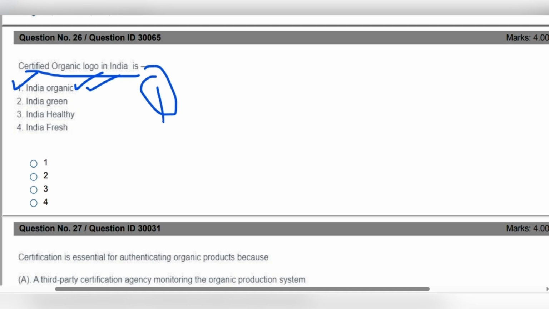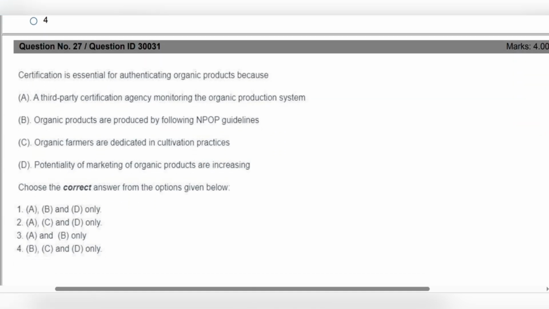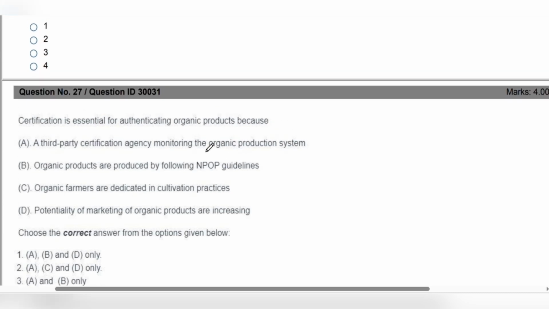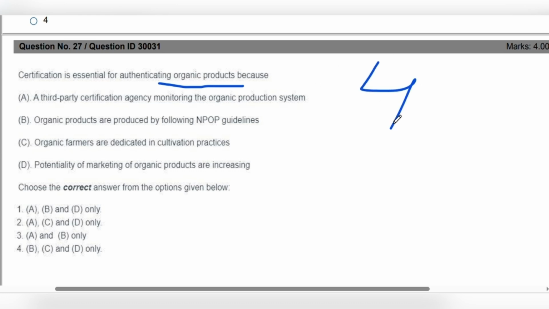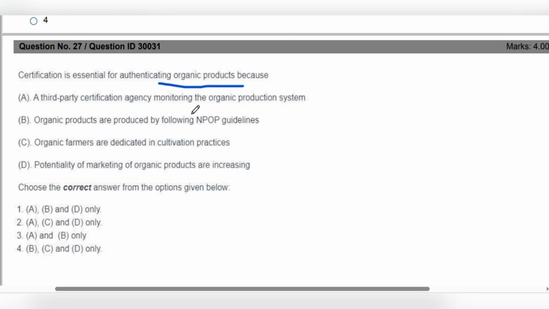All right. Moving on. Question number 27. Certification is essential for authenticating organic products. Another question from organic agriculture. This is the fourth question. In this short period of time, we get 4 questions from organic agriculture, right? So I think you can understand the importance. So here certification is essential for authenticating organic products because a third party certification agency monitors the organic production system. Exactly, in India this is how it is done, and organic products are produced by following NPOP guidelines.